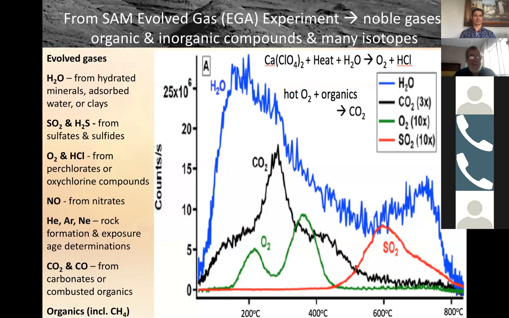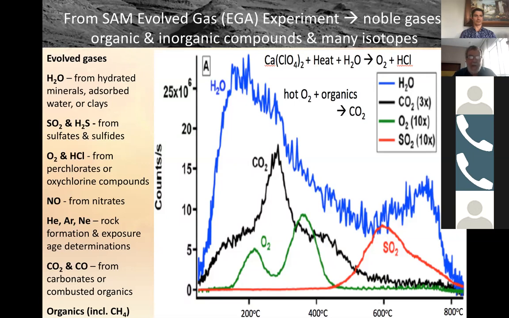These are the types of experiments I talked about. We put a sample in a cup, we heat it up, we got temperature on the bottom, and these are showing some of the gases that come off. For example, water in blue, carbon dioxide in black, and oxygen in green, and sulfur dioxide in red. And all those are telling us something about the minerals that are there. For example, this high temperature water that you see up at 750 degrees or so, that's from the clay that the mineralogy experiment detected.